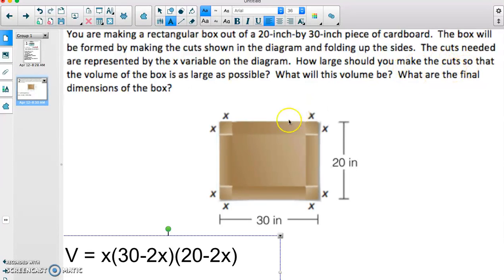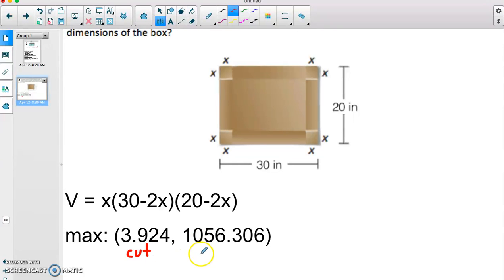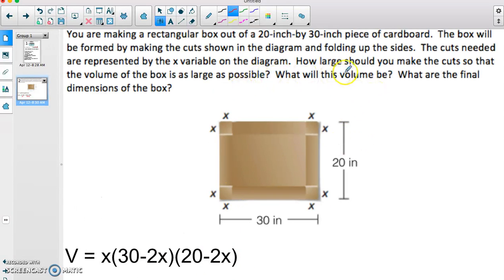So how large should the cut be? What I want to make sure I realize is that I'm answering this with that maximum. This is how big the cut is going to be. And this is how big that volume is going to be then. So I've got everything I need to answer those first 2 questions.